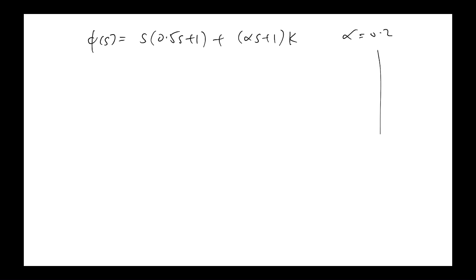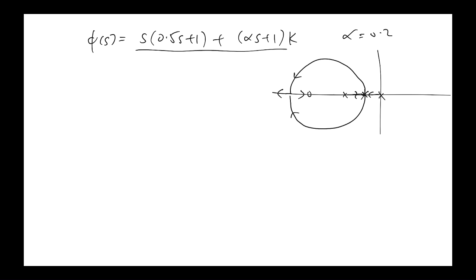So let's just think about what we're doing. We're saying phi of s was equal to s(0.5s + 1) + (0.2s + 1) times k. That's what we're working with. Now, we know that when alpha equals 0.2, it looks like this. We get these points coming in like that, then they split apart and come like that. So there is a value of k that puts the 2 zeros of this here, and there's another value of k that puts them here. So let's just mark that.